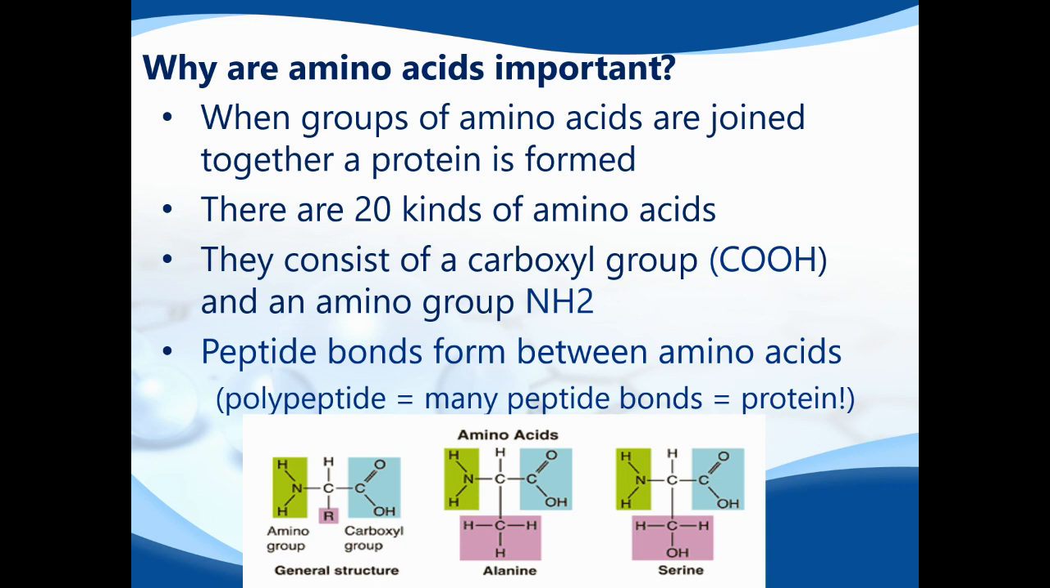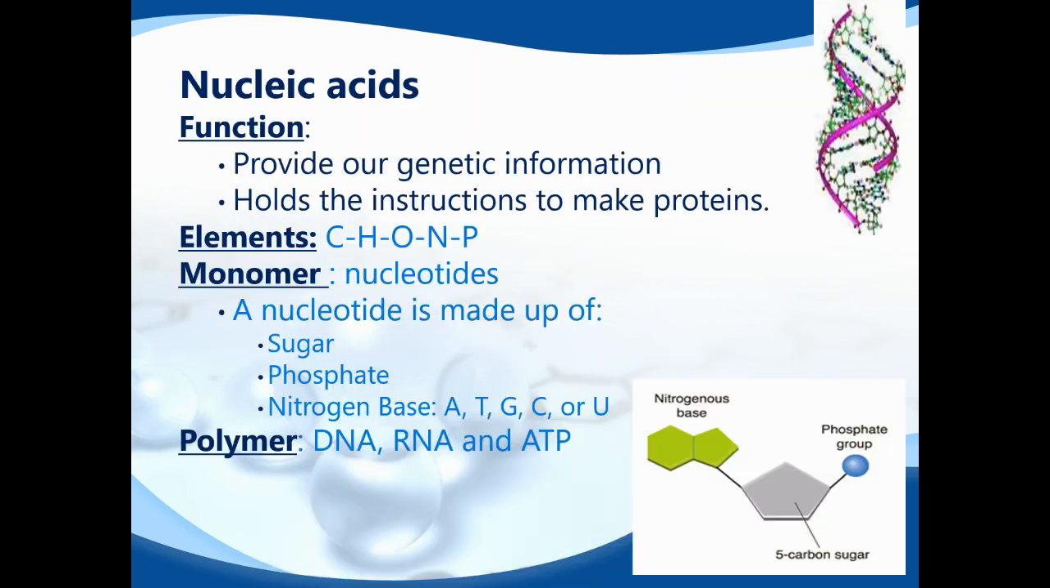Why are amino acids important? When a group of amino acids are joined together, a protein is formed. There are 20 kinds of amino acids. They consist of a carboxylic group and an amino group. Peptide bonds form between amino acids. A polypeptide is many peptide bonds, a long chain which we call protein.